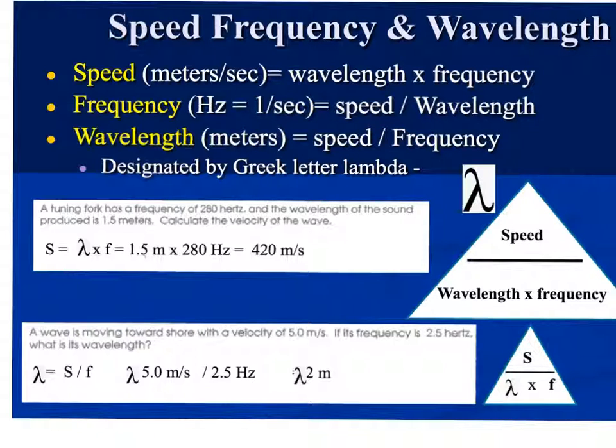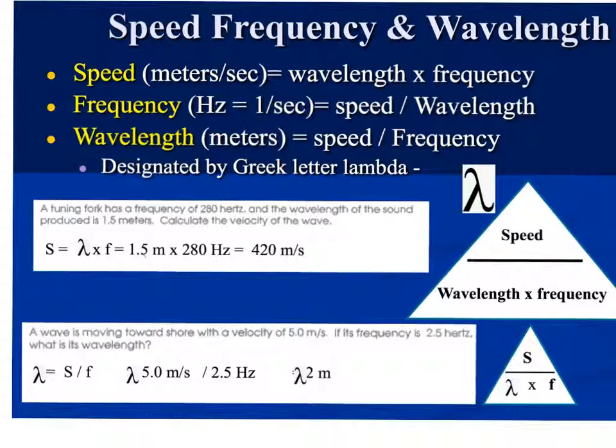So let's look at an example problem. A tuning fork has a frequency of 280 hertz, and the wavelength of sound produced is 1.5 meters. We want to calculate the velocity. Now we're calculating the velocity, so we would use the equation speed equals wavelength times frequency. We are told that our wavelength is 1.5 meters. We are told that our frequency is 280 hertz. So we would have 1.5 meters times 280 hertz. We would do the math and we would get an answer of 420 meters per second as the velocity of the wave.